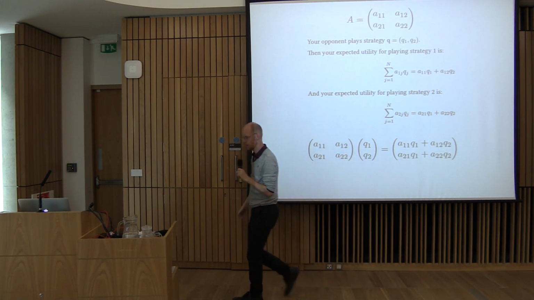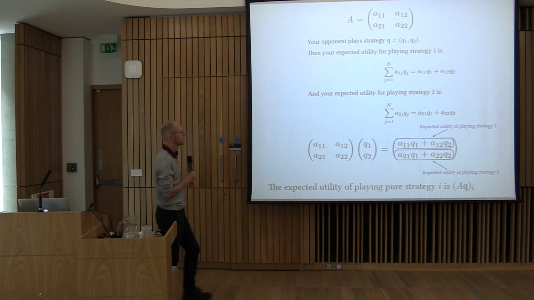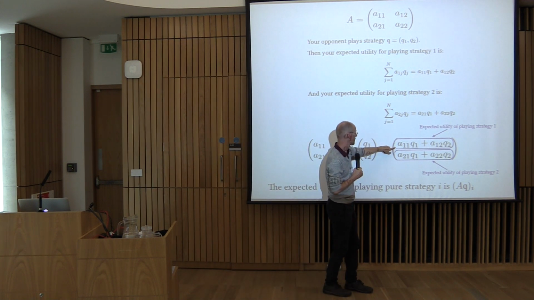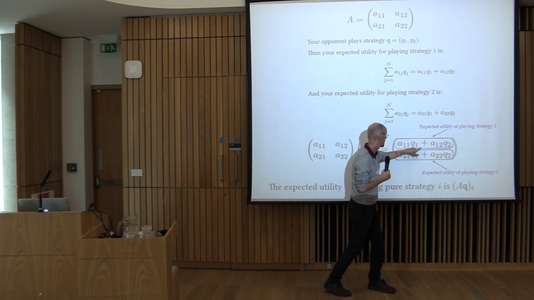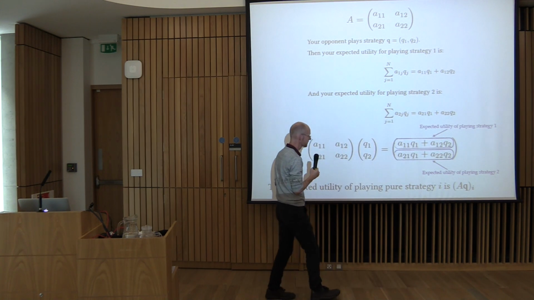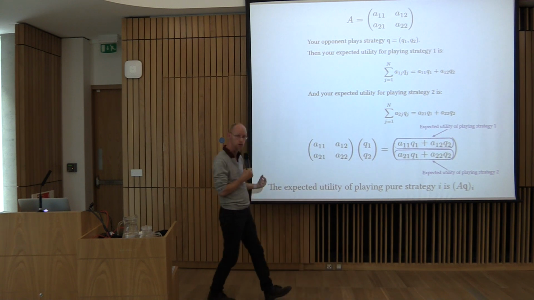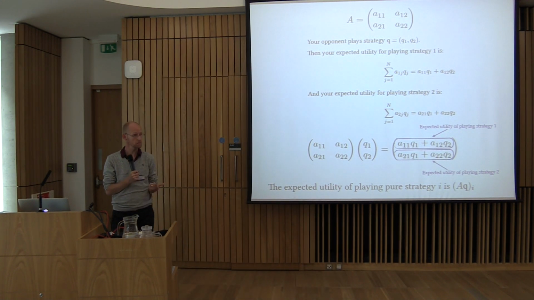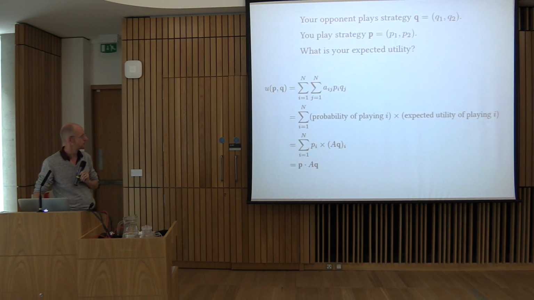And what do these numbers mean? The first row is the expected utility of you playing A1 if the other plays strategy Q, meaning Q1 playing A1 and Q2 playing A2. And this is the expected utility of you playing strategy 2. And then the expected utility of playing pure strategy i is this Aq, taking the ith row.